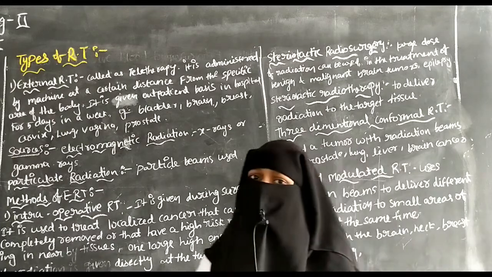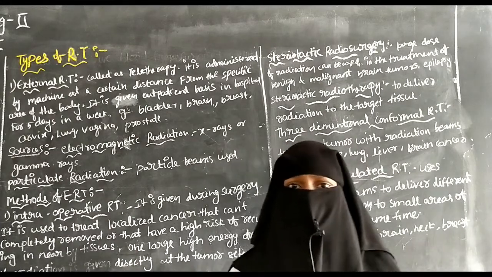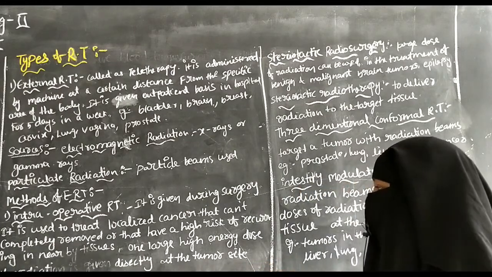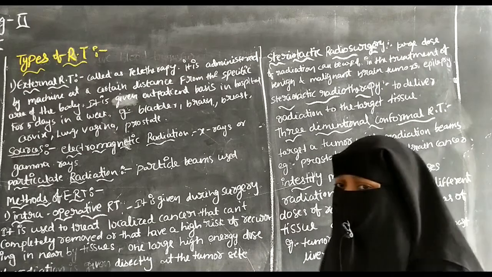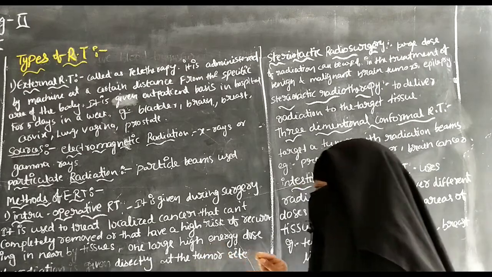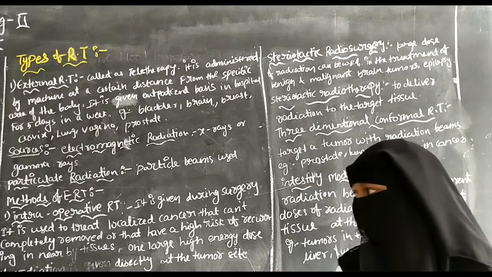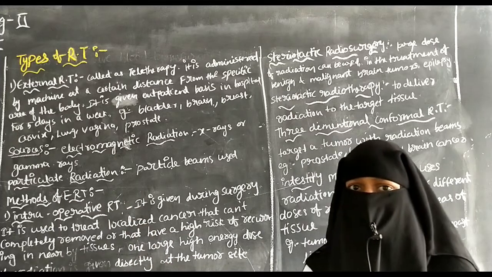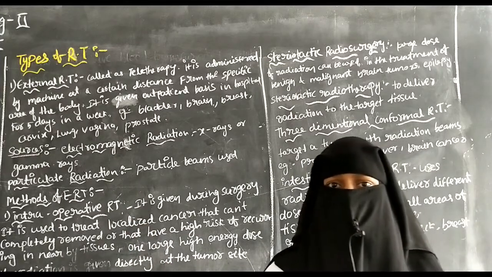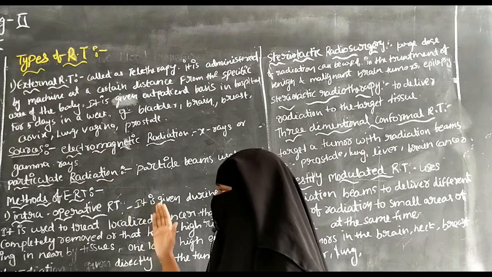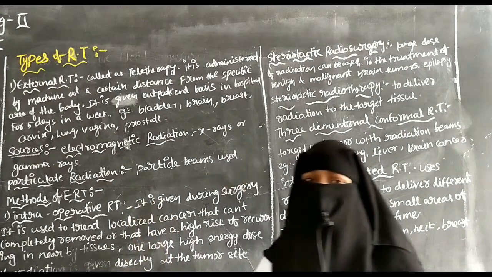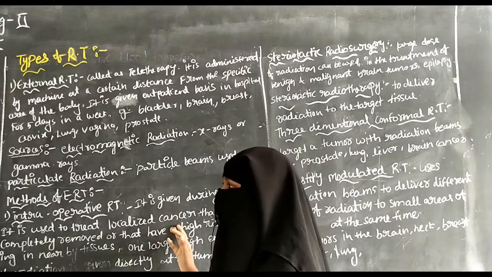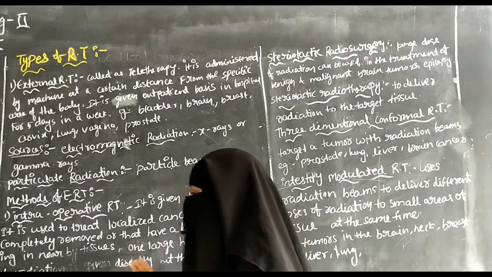So in intraoperative radiation therapy, a large dose of radiation is given directly at the tumor site during the surgery. Intraoperative radiation therapy means the radiation is administered to the patient during the surgery, and it is used to treat localized cancer. Localized cancer means the cancer is confined to a particular area.